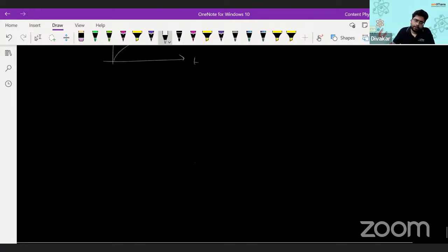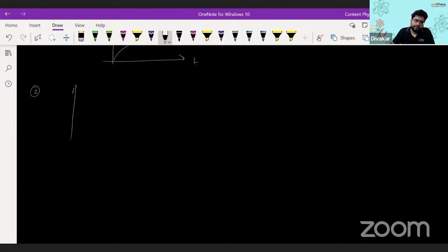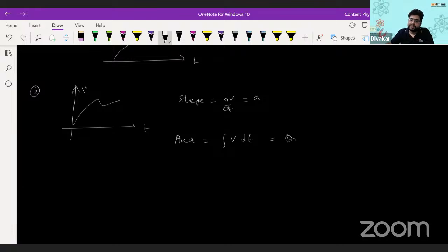The other conventional graph is the VT graph. Again, you can have all kinds of variations in this, right? But what does the slope represent? If I ask you, it will be dv by dt, which is basically acceleration. If I ask you what the area of this graph will represent, it is v dt, which is basically displacement. So this is, among conventional graphs, the most important one, because slope and area both of them give you something.